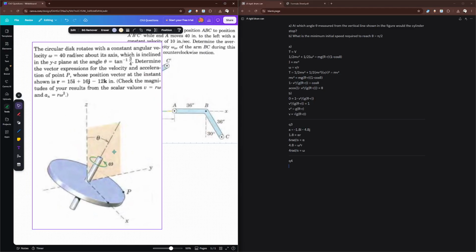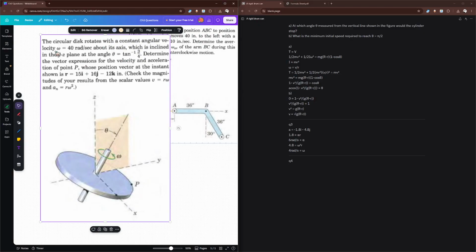So this question: the circular disk rotates with a constant angular velocity omega equals 40 radians per second about its axis, which is inclined in the YZ plane at the angle theta equals tan inverse of 3/4. Determine the vector expressions for the velocity and acceleration of point P, whose position vector at the instant shown is r equals 15i plus 16j minus 12k. Check the magnitude of your results from the scalar values v equals r omega and a_n equals r omega squared. So what are we looking for? Velocity and acceleration vectors at P.